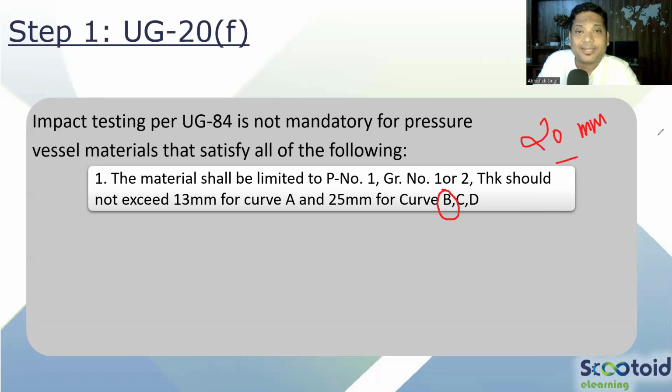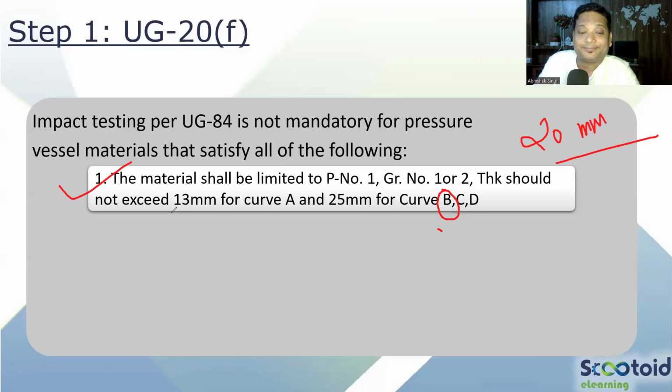I have calculated the thickness. I have the material. Okay. Now, is it fulfilling the first condition? 20 mm SA 516 grade 70 material. Is it satisfying the first condition? Yes, it is satisfying. It is less than 25 mm. So first condition is satisfied.